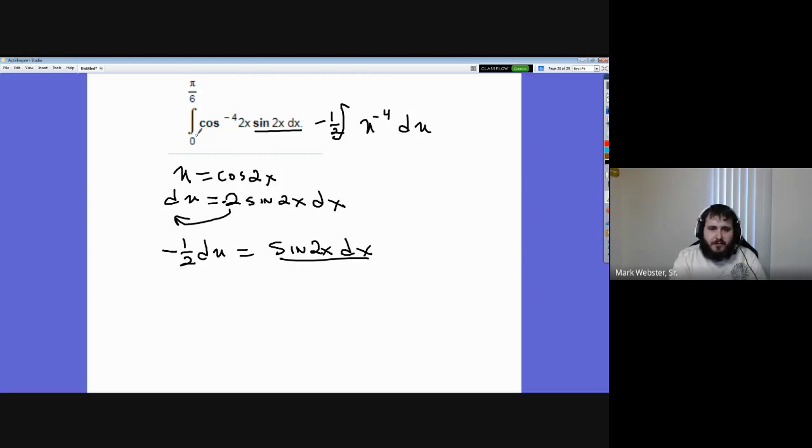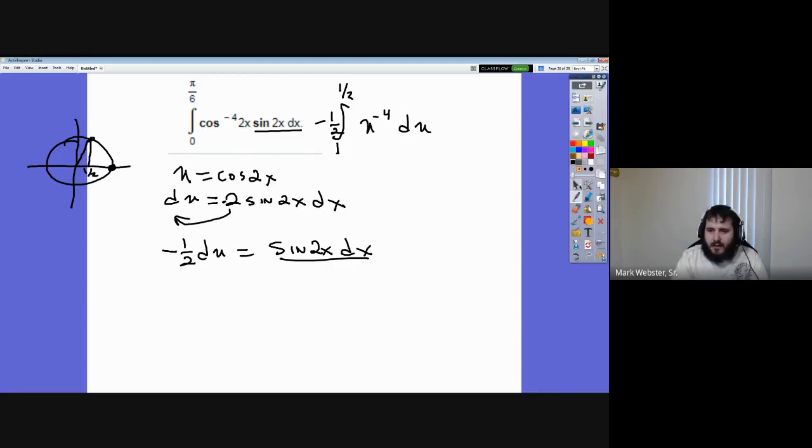Well, hold on, the limits. I've got to take care of those. Well, if u is cosine of 2x, I've got to find out where x is 0. Well, cosine of 0. 2 times 0 is 0. So what's the cosine of 0? Cosine of 0 is 1, isn't it? Pi over 6. I want the cosine at 2 times pi over 6, which is pi over 3. Well, isn't that 1/2?